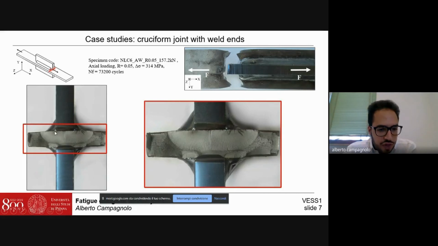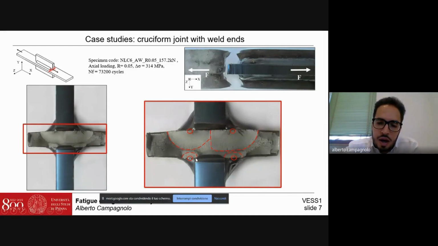We can see from this figure and in the zoom that 4 possible crack initiation locations are present close to the weld ends at the toe side. Indeed, we can see that at least 4 cracks initiated from all possible crack initiation locations, again with a shape which is the typical one, the semi-elliptical crack shape.